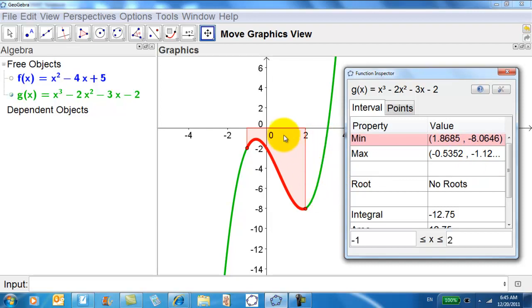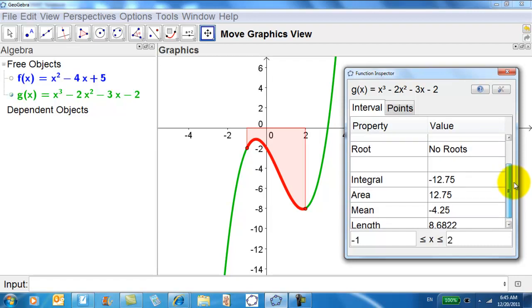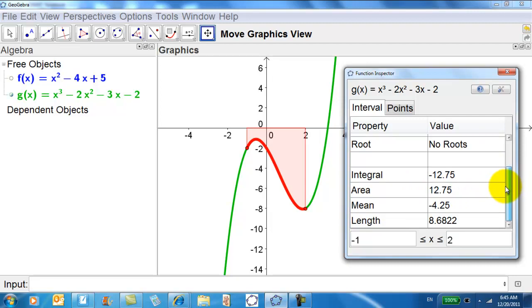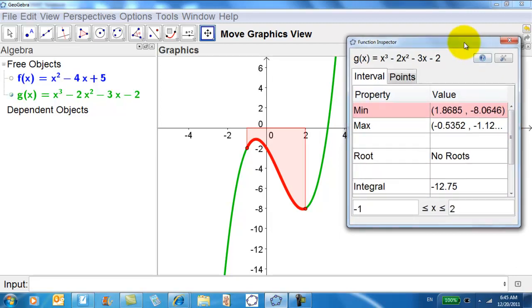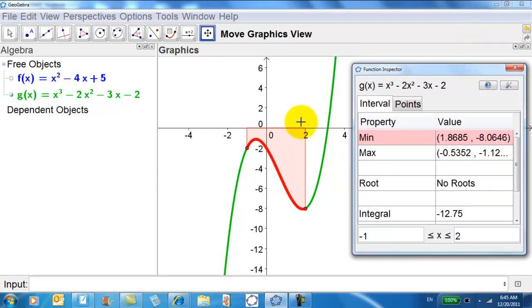So those don't look as crisp as the last time, and we're probably going to find that they're radicals. No roots. And it gives us the area and the integral. And we'll talk about this, why the integral is negative and the area is positive later on. It gives us the length of the thing too. Oh my gosh, lots of information on there. Okay, so in this closed interval, here's a demonstration of the extreme value theorem. We do have a maximum here and a minimum down here.